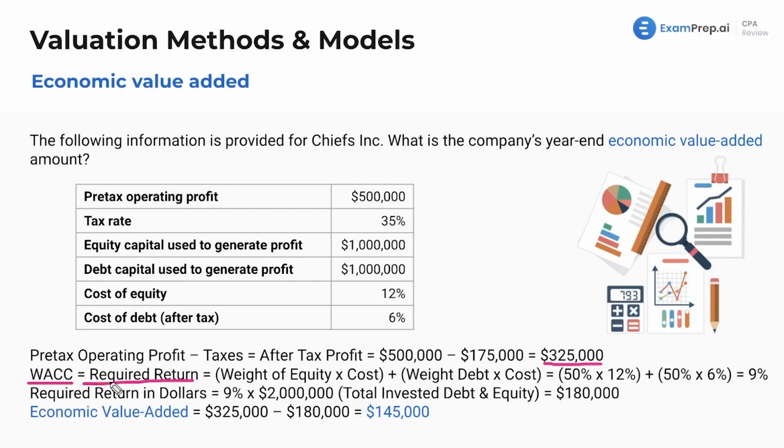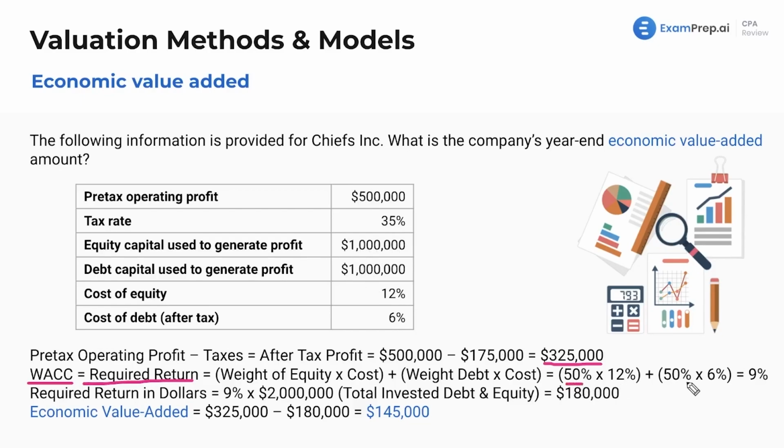I love making these connections. Hopefully this might be a light bulb moment for you. Maybe you knew this already. Just WACC is the same as required return. So boom, we just do WACC. We bring it all together. We don't have preferred stock here, just equity and debt. It looks like we have 50-50 equity and debt. So $1 million of equity, $1 million of debt.